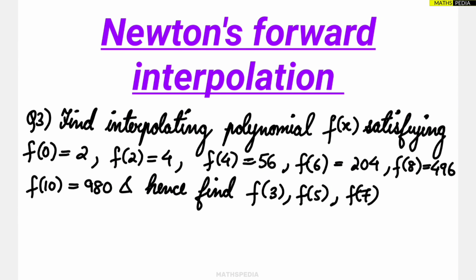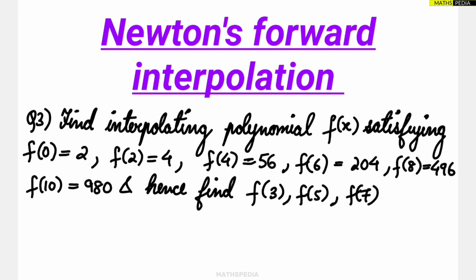So here guys, in this video we are taking up the third problem. Here, Newton's forward interpolation, they have given that we have to find the interpolating polynomial. Interpolating polynomial, in the sense, it will be a function of x, right? Satisfying the given things. That means x values as well as corresponding y values are given, and hence we have to find the values of f of 3, f of 5 and f of 7.